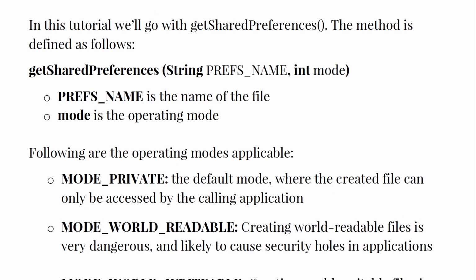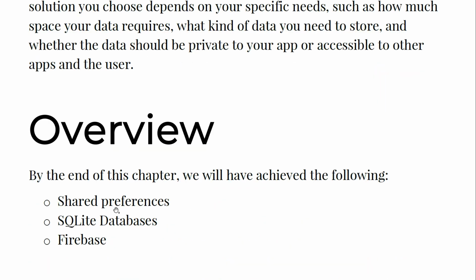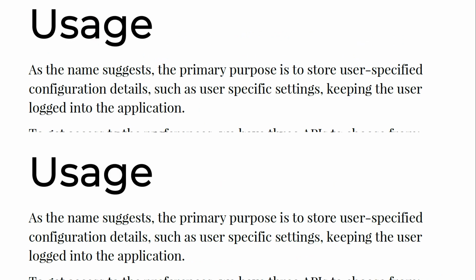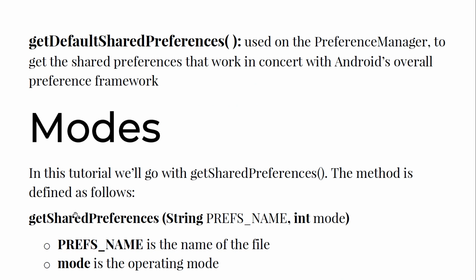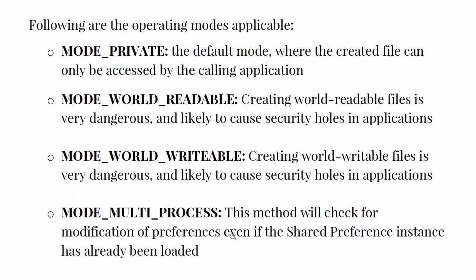Till now, the most important thing we need to know is that we are going to use MODE_PRIVATE. SharedPreferences takes the string preferences name and the int mode. So the preferences name is the name of the file and the mode is the operating mode.